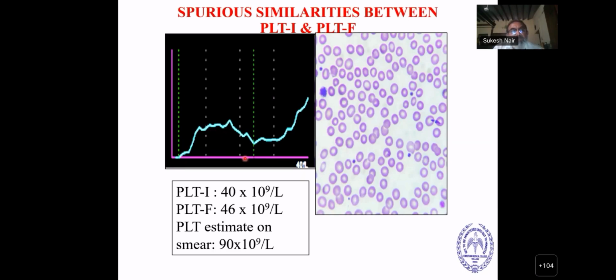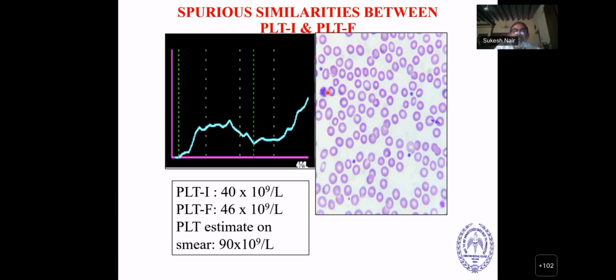So I did a platelet count on the cell counter, and I found that impedance was 40 and fluorescent was 46. They agreed, but I realized that because there is significant platelet anisocytosis, I must look at the smear. Look at that: 1, 2, 3, 4, 5, 6 platelets. So 6 platelets where the red cells are overlapping, multiply, each platelet is equivalent to 15,000 platelets per oil immersion field. I get 90,000 platelets, which was actually the true platelet count.